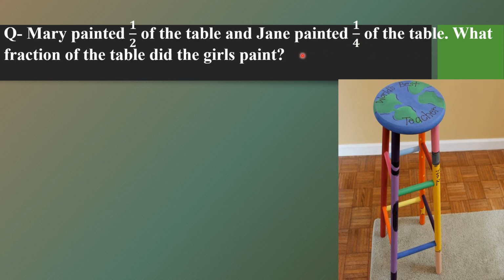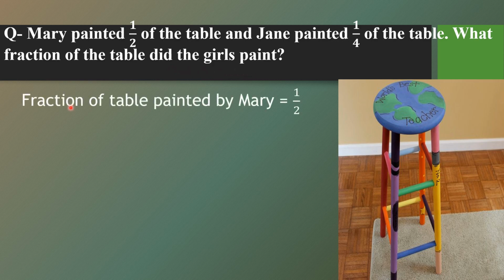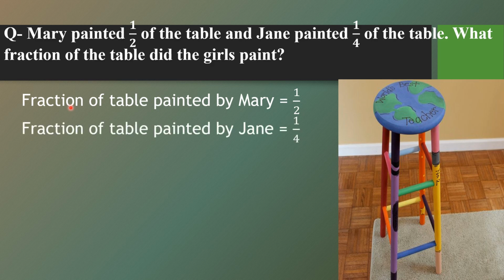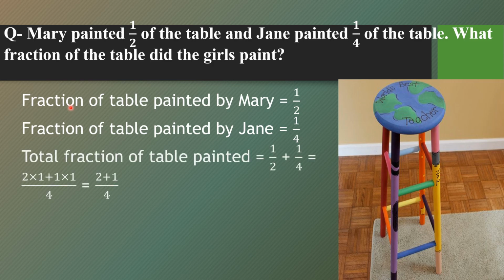Next question is, Mary painted 1 by 2 of the table and Jane painted 1 by 4 of the table. What fraction of the table did the girls paint? So here is a table. Mary painted 1 by 2 part and Jane painted 1 by 4 part. So what fraction of the table did the girls paint? It means the fraction of table painted by Mary equals 1 by 2. The fraction of table painted by Jane equals 1 by 4. So total fraction means addition.